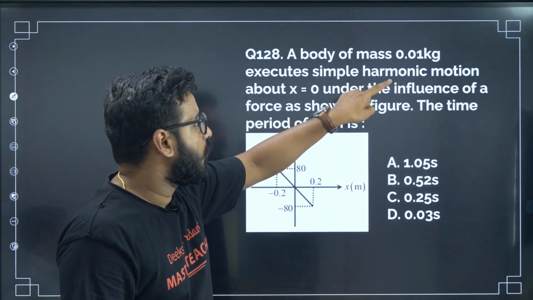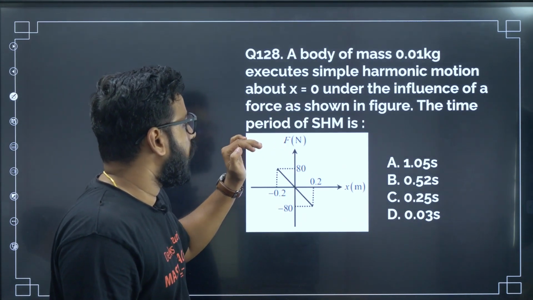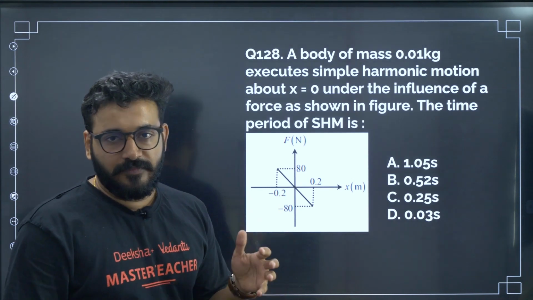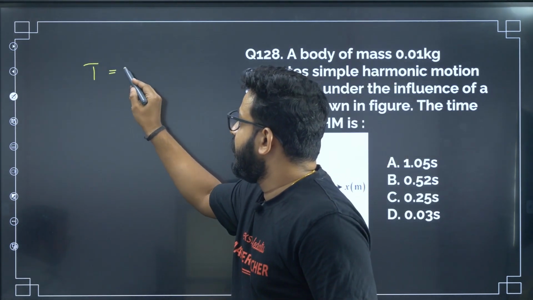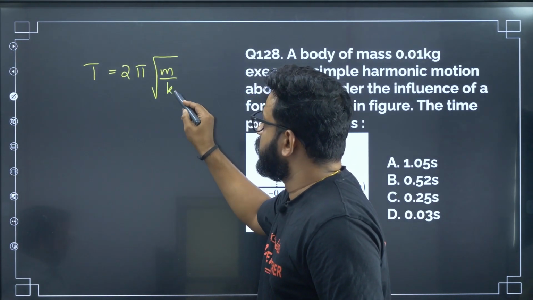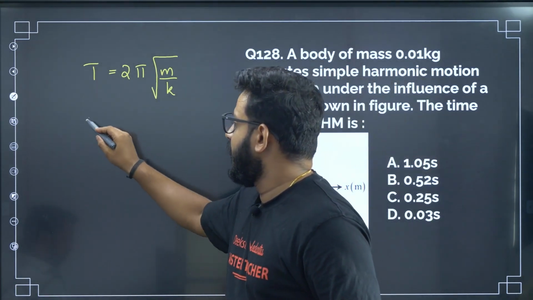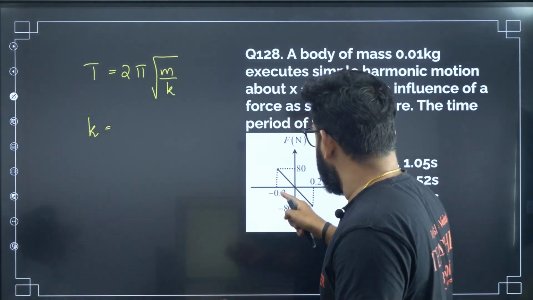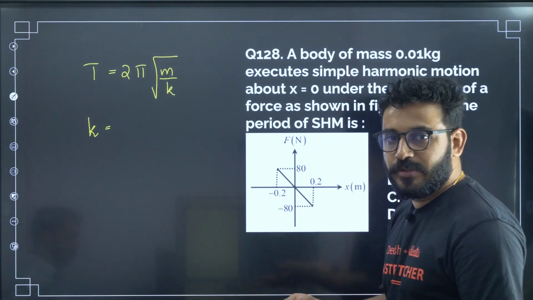A body of mass 0.01 kg executes simple harmonic motion. The time period of the SHM is. First of all, the time period formula is related to K. Time period is given as 2 pi into root m by K. So first of all, we have to find K. How do you find K from this graph? K is given as the slope, negative K is given as the slope. So you can find the slope here. Slope is negative, K is also negative.